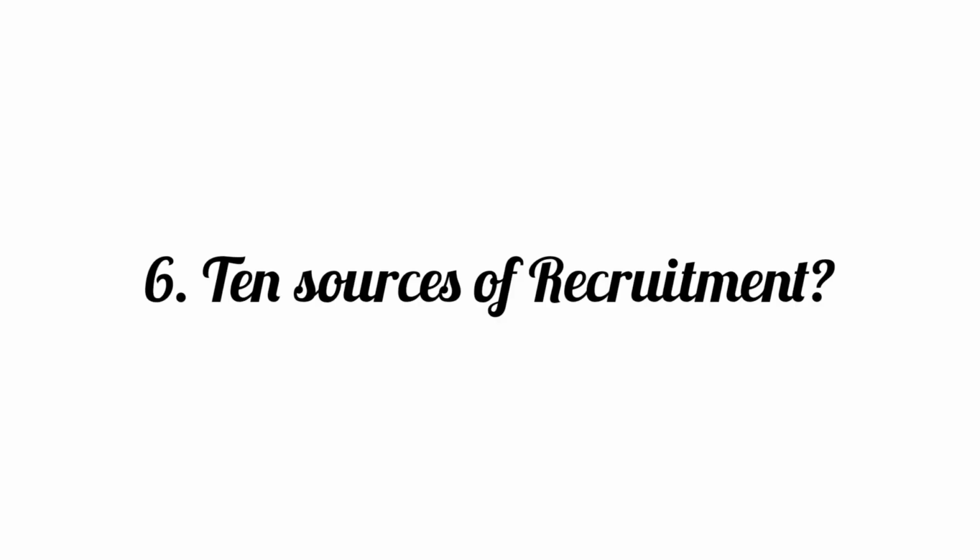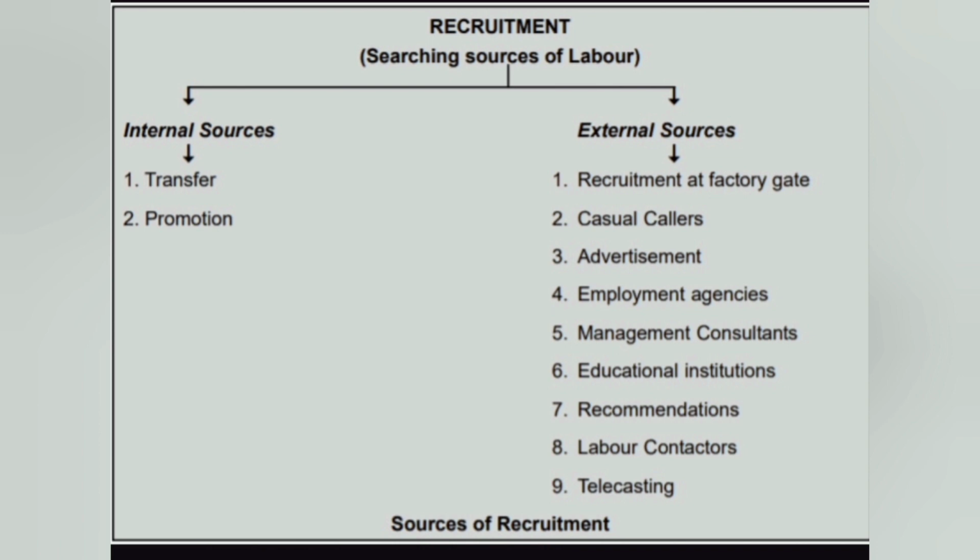After that, 10 sources of recruitment. It's also yet another very important question from your exams point of view. So internal sources are only two, which is transfer or promotion. External sources are recruitment at factory gate, casual callers, advertisement, employment agency, management consultants, educational institutions like campus recruitment, recommendation, labor contracts, even telecasting. So these all come under the external sources of recruitment. Internal is only two, transfer and promotion.